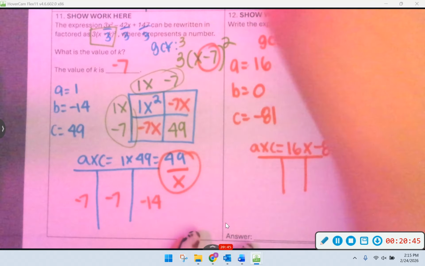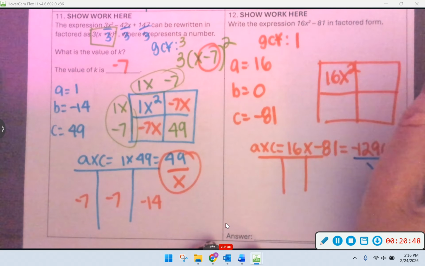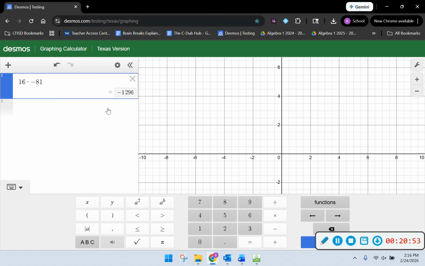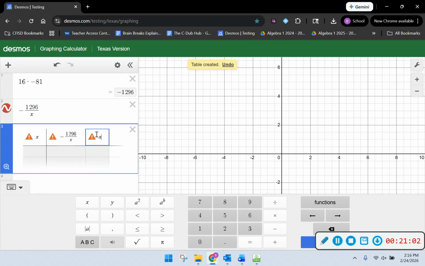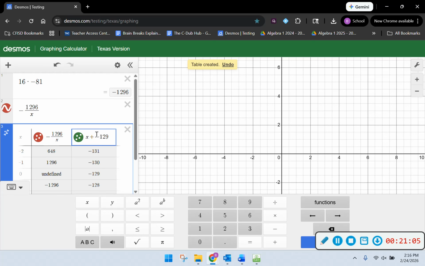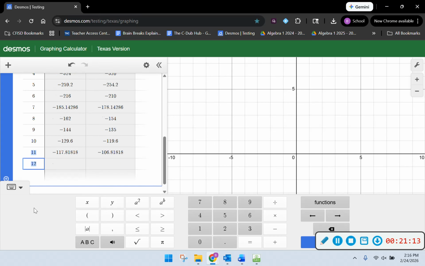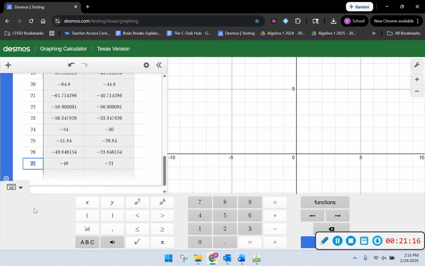Now we're going to go find that divided by x while looking for 0 in the last column. So we're going to do negative 1296 divided by x. Settings, table. X plus negative 1296 divided by x. Okay, we're going to make this a little bigger. We're going to keep hitting enter till we see 0. We're going to have to go a while. They're getting smaller. Oop, I see 0 in my last column. So we're going to write down 36 and negative 36.